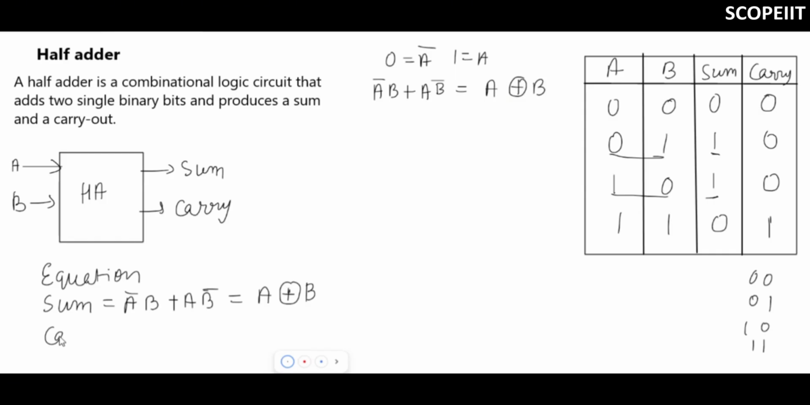Next is carry. Now how to get the equation for carry? In carry there is only one case, where both are 1, so no bar is needed. So what is the equation for carry? The equation for carry is nothing but AB.